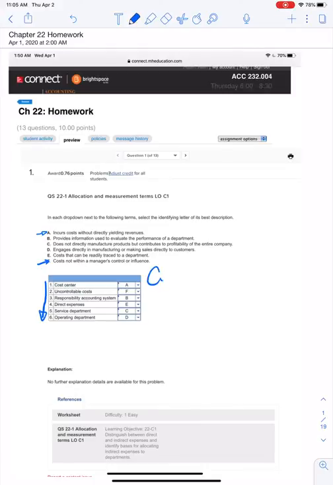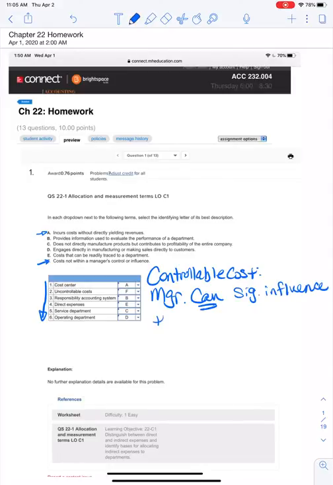And a controllable cost is going to be one where a manager can significantly influence the amount incurred. And that is a controllable cost. So an uncontrollable cost is just the opposite, which we see in letter F right there.